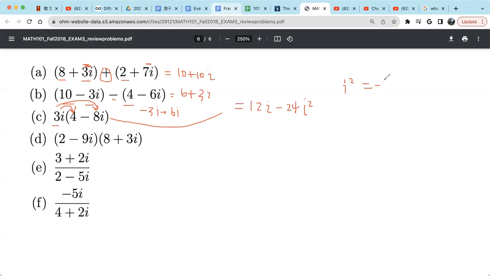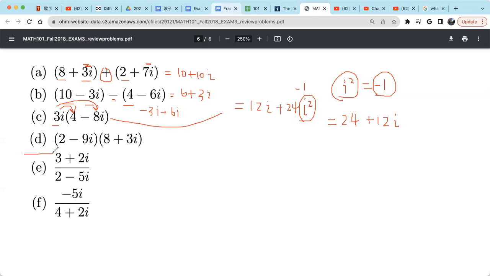I squared is a very important number, right? Because it's a bridge in between the imaginary number and the real number. On the right-hand side, -1 is a real number, but the i itself is an imaginary number. So this is a bridge from the imaginary number system to the real number system. So i squared equals -1. -24 times -1 becomes positive 24. Usually we write the real part first, because of the a plus bi form. So we write the real part first and the imaginary part second. So our solution is 24 plus 12i.